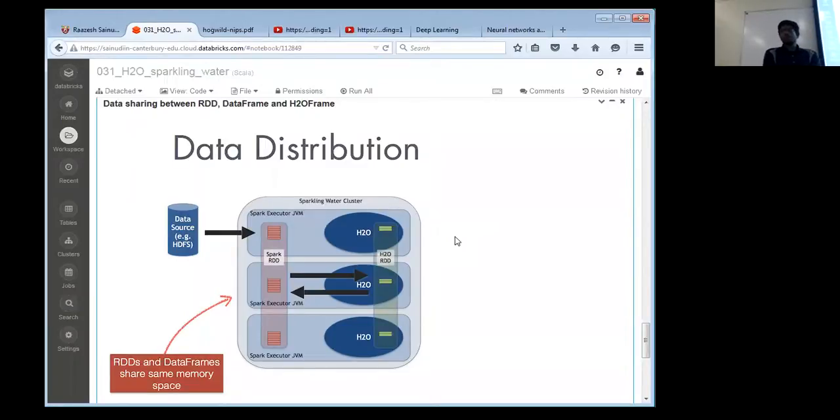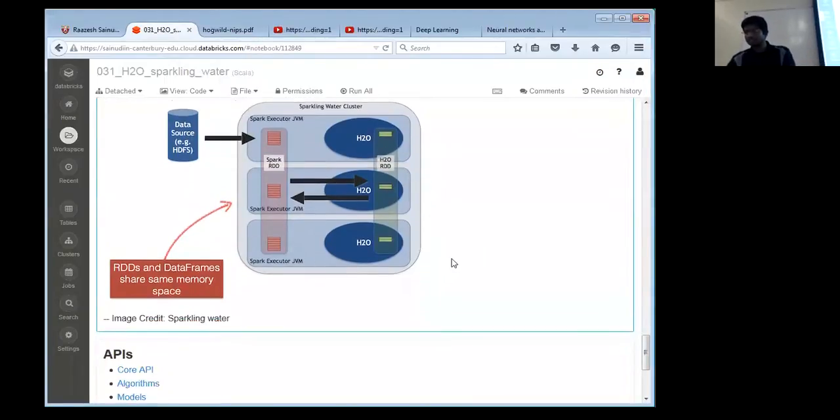But in the other direction, from an H2O frame, if you want to read data as an RDD, or you want to perform some kind of RDD operations on top of H2O frame structures, then data is not copied. H2O frame has an implicit conversion to RDD, so it doesn't duplicate any data.